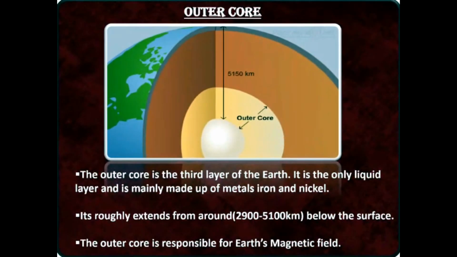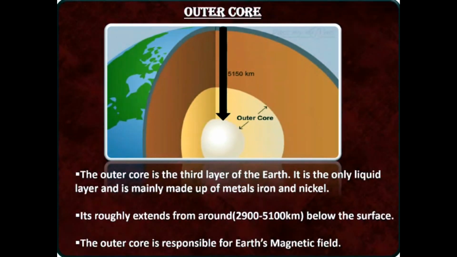Now, students, let us understand what is the outer core. You can see in the picture the arrow indicating the outer core. The outer core is the third layer of the earth. It is the only liquid layer and is mainly made up of metals like iron and nickel. The outer core extends from around 2900 kilometers to 5000 kilometers.